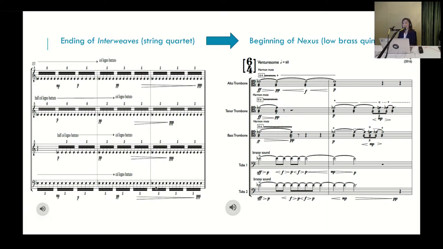The E-flat fades away, and the next piece from the series is called Nexus for Lower Brass Quintet. As you can see in the notation, it is almost taking that repeated element. It becomes a flutter tongue here with the mutes changing open and close for the harmon mute. But of course it sounds so different because it's written for the lower brass quintet, and it's got very, very quick changes of dynamic as well.